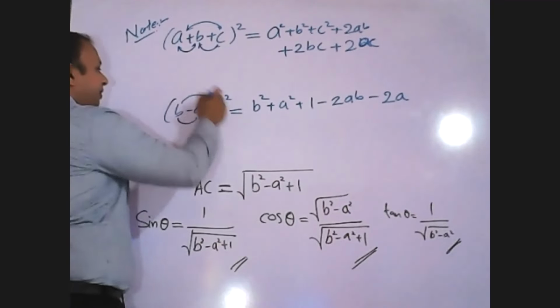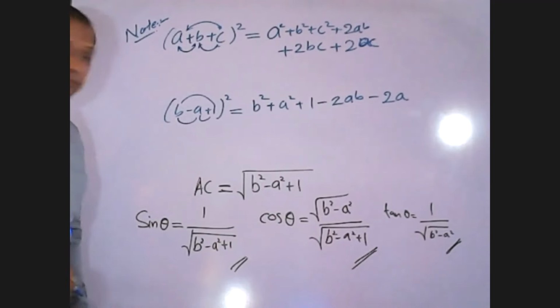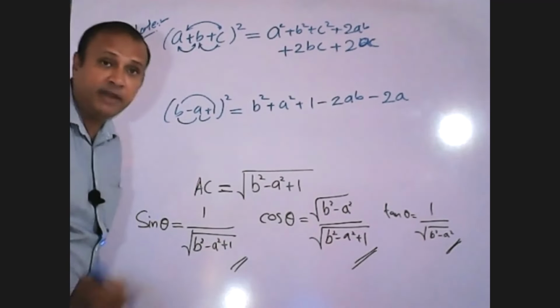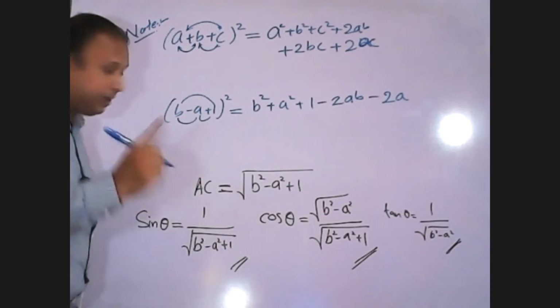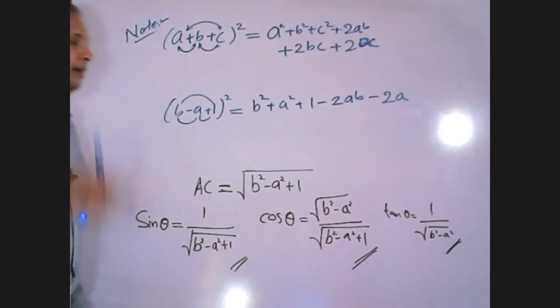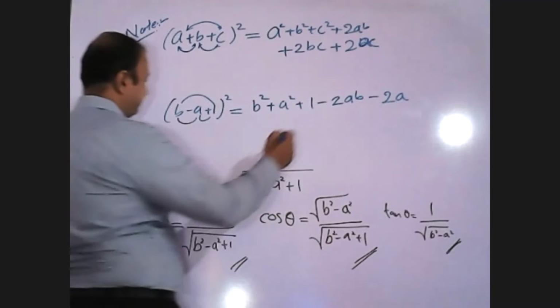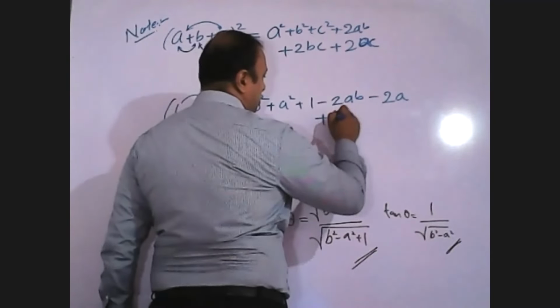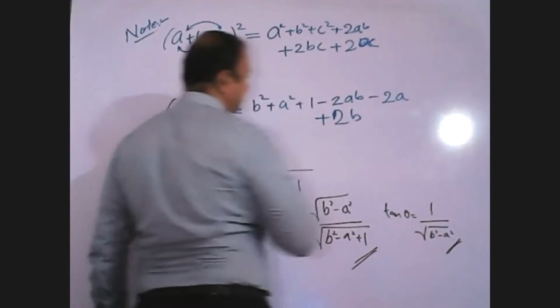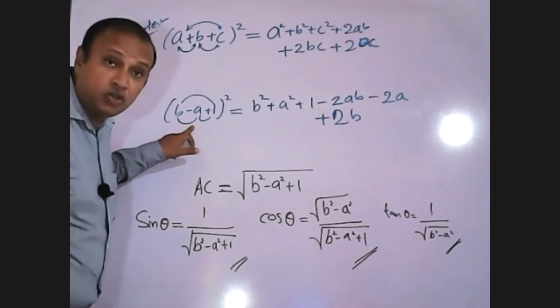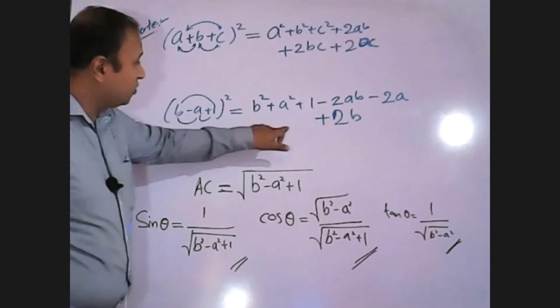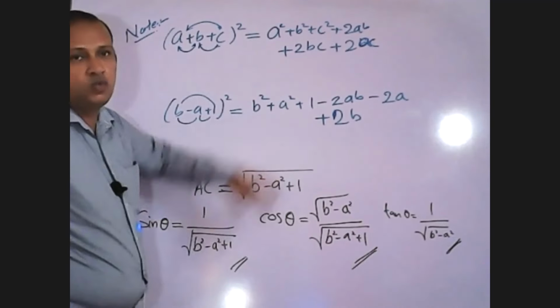Then finally, this one: a, b and 1. Take the multiplication of these two numbers. b into 1 means b. Take twice of that one. That means plus 2 times b.